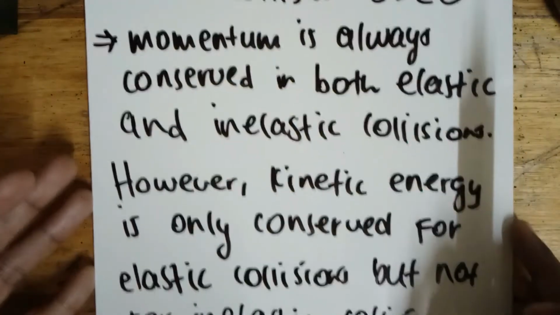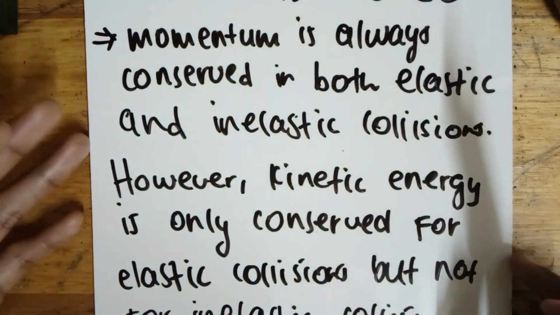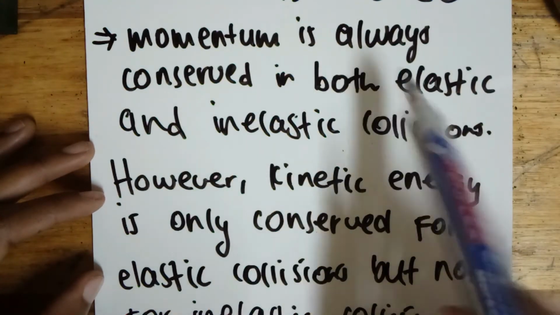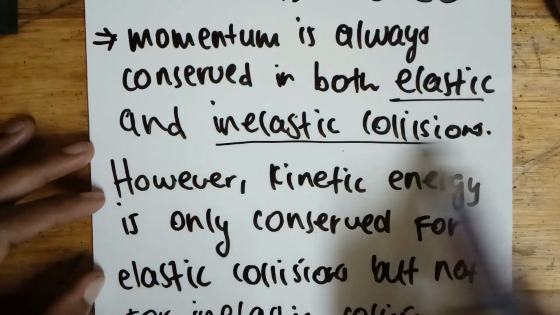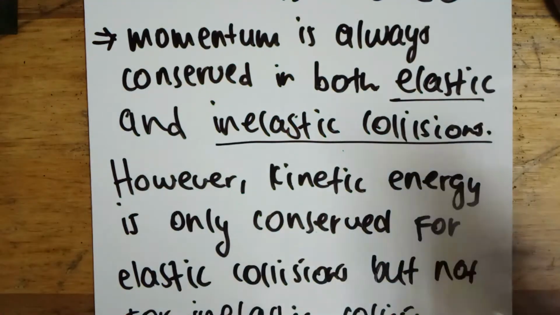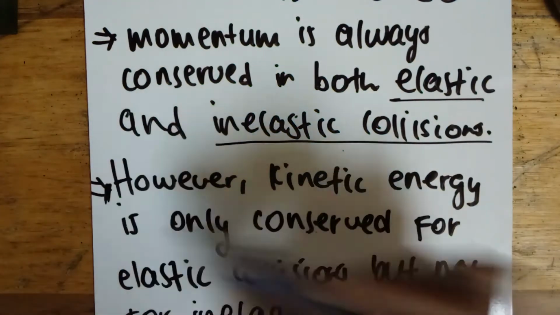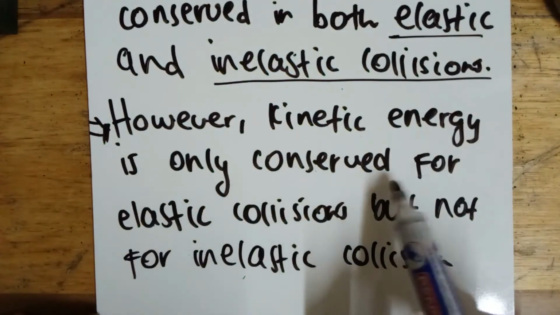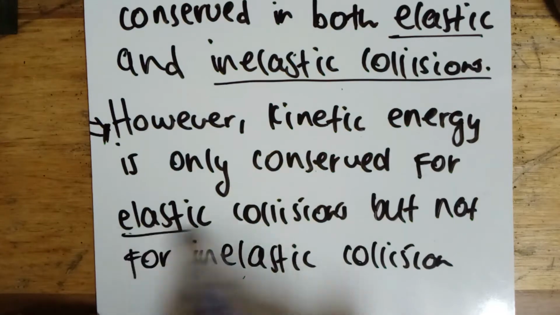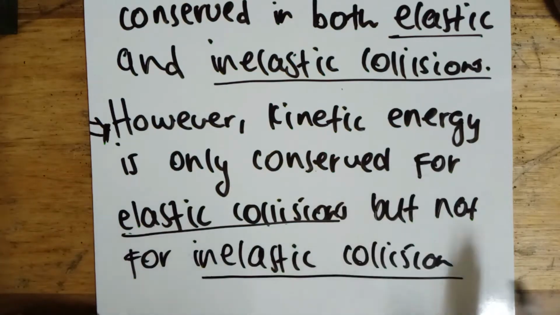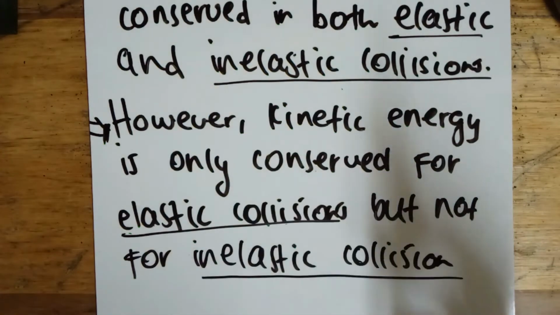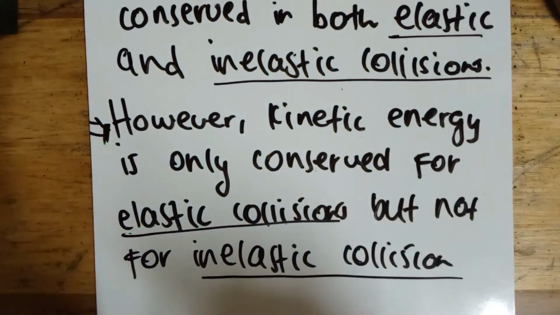So here we further that discussion and say that momentum is always conserved in both elastic and inelastic collisions. So that is something important that you need to know. However, kinetic energy is only conserved for elastic collisions, but not for inelastic collisions. So that is how we're going to differentiate basically between elastic and inelastic collisions.